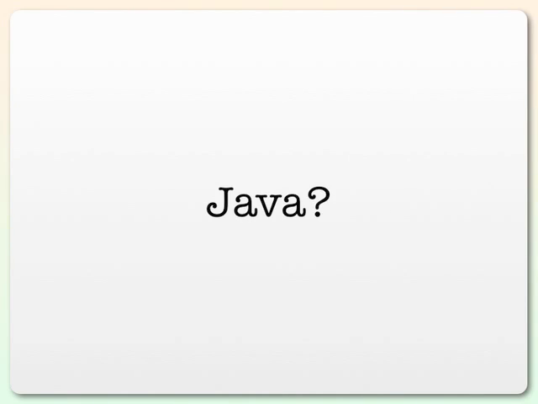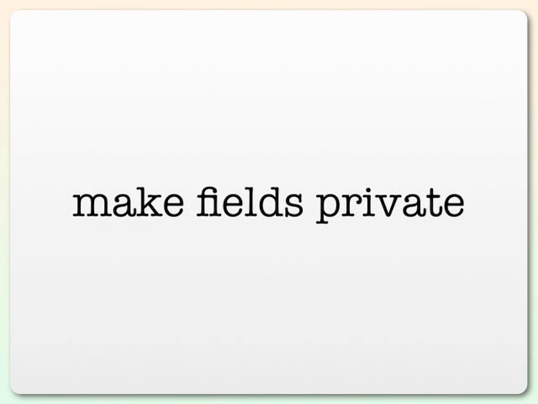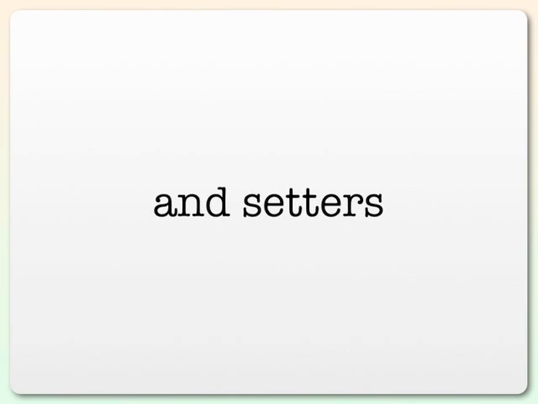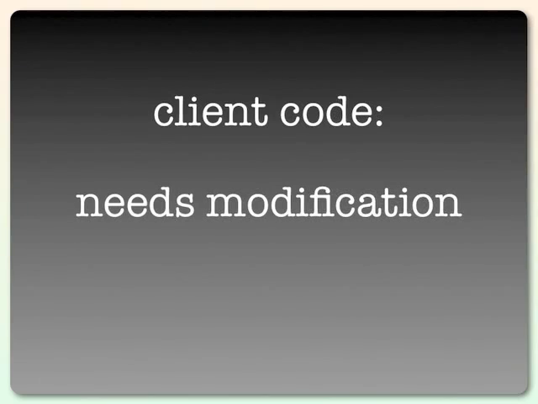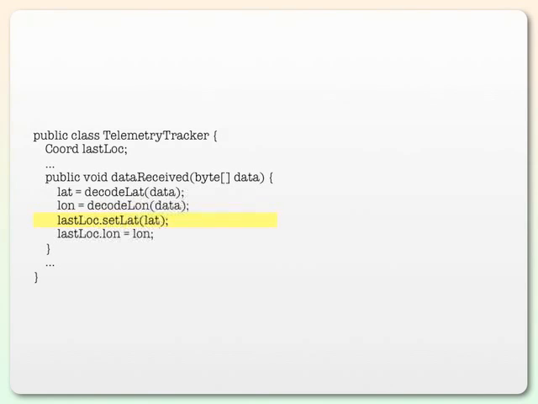Can we do this in Java? Well, we'd first make the lat-lon fields private, we'd add getters and we add setters, but client code would need modification. Anywhere we attempted to assign that lat field, we'd have to change it to a call to the setLat function. This is bad.